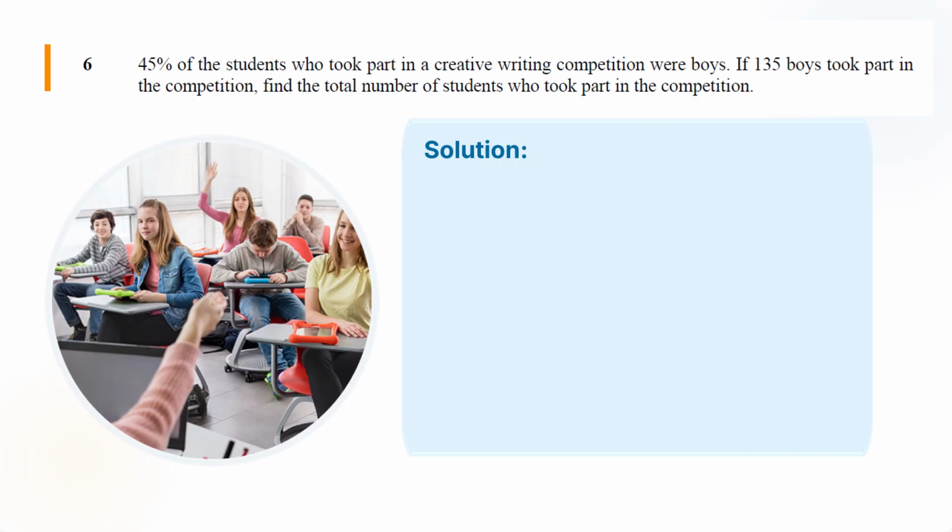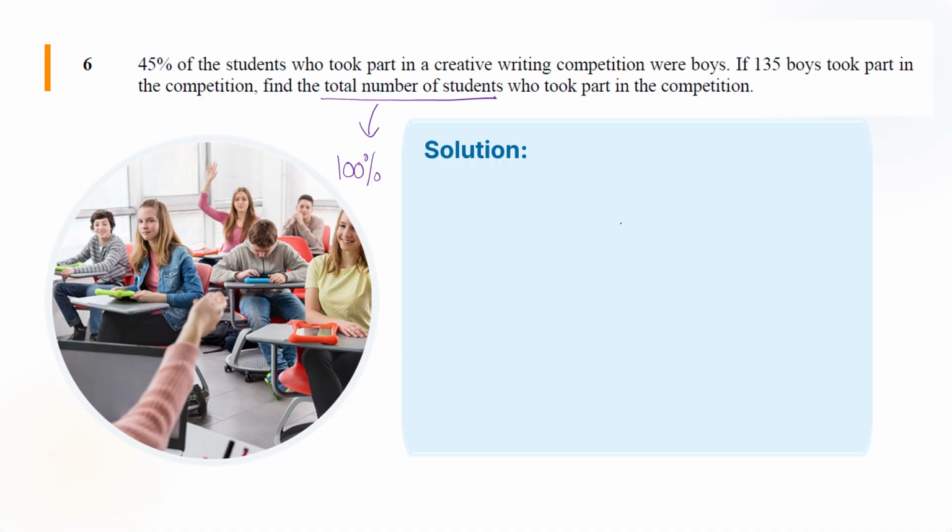Right, in question 6, we are told that 45% of the students who took part in the creative writing competition were boys. And the actual number of boys that took part in this competition was 135. So that means this 135 boys represent 45% of the students. So we are asked to find the total number of students. This total number of students that we are finding actually represents 100%.